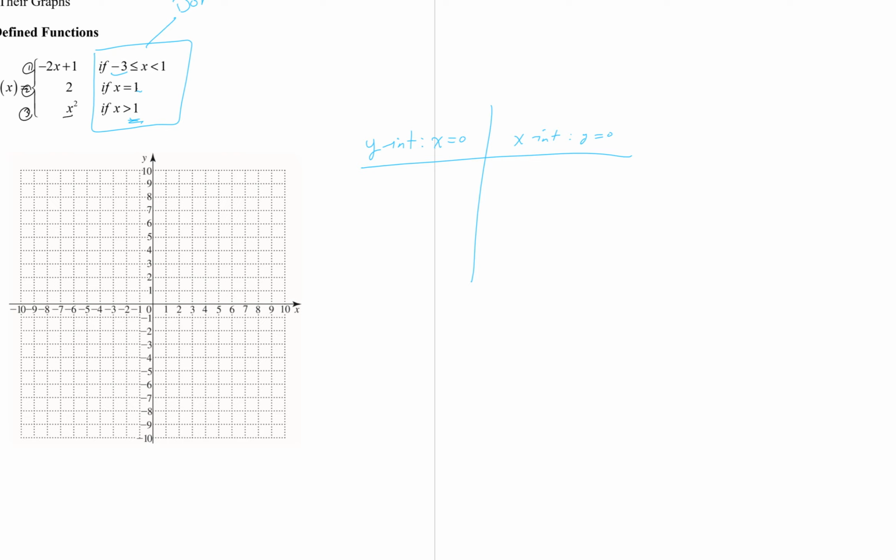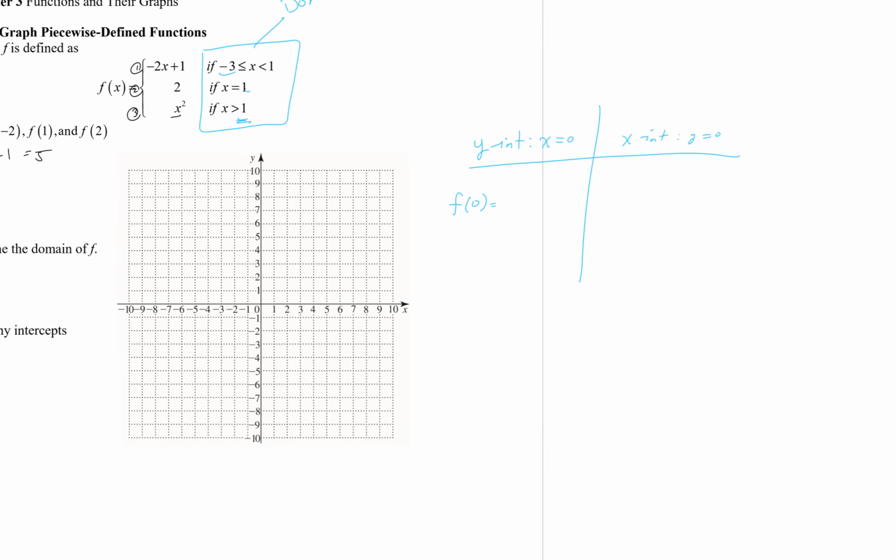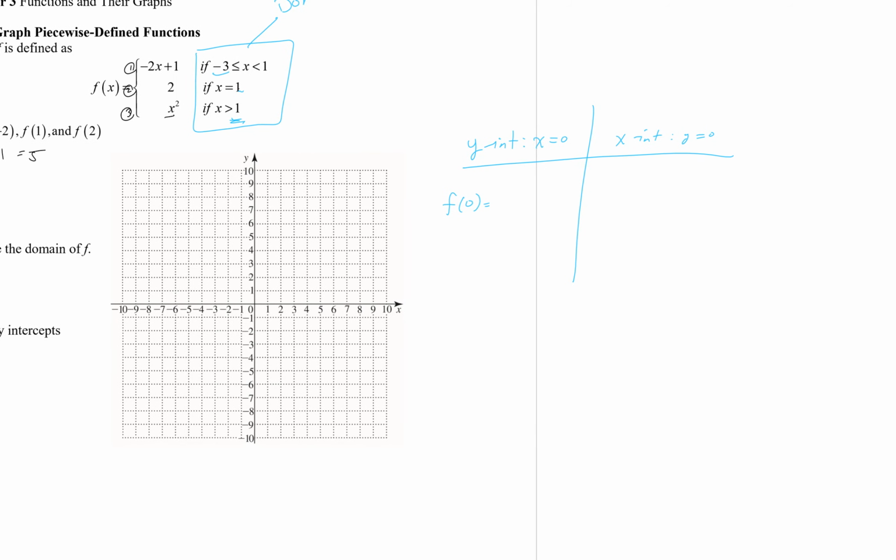How do you find a y-intercept? You plug in 0 for x. So basically what I'm asking for is f of 0. Let's look at the equations. I can only plug it into one of those equations. Which one allows me to plug in 0? It's not the third one, because the third one is only when I plug in a number bigger than 1, and 0 is not bigger than 1. It's not the second one, because the second one is only for x equals 1, and I'm not using x equals 1. So it must be the first one, which is between -3 and 1, which is correct.